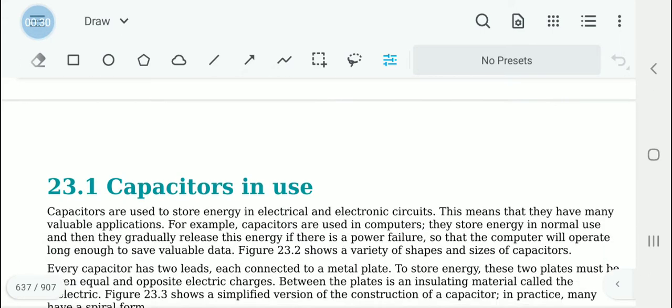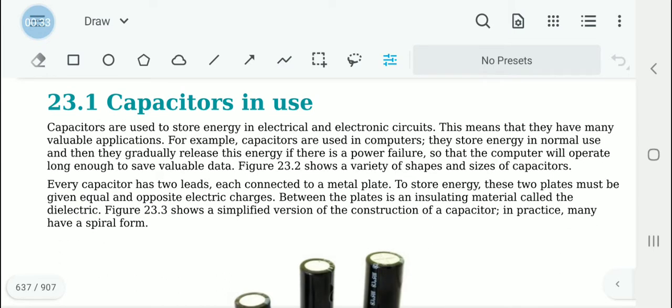Basically what you need to understand is capacitors are used to store a small amount of energy in electrical and electronic circuits. There are many reasons why we need some small charges. For example, when they are used in computers, small parts of the circuit can function without the entire system getting involved.